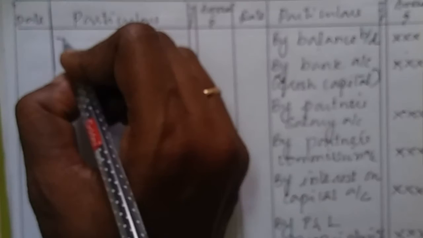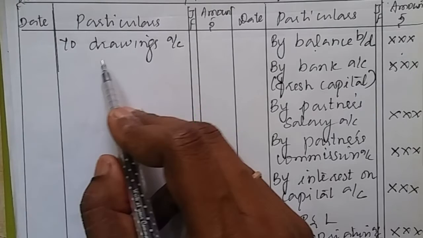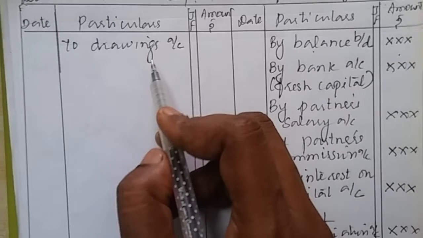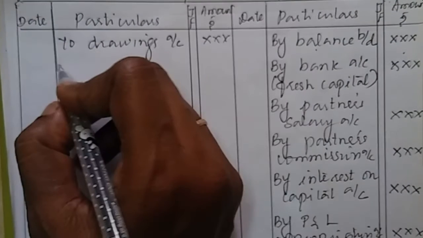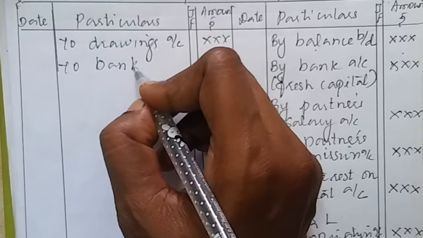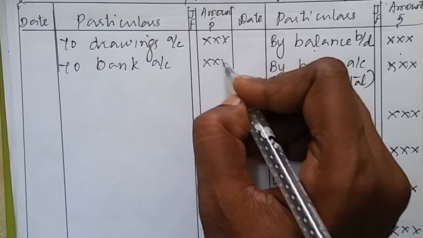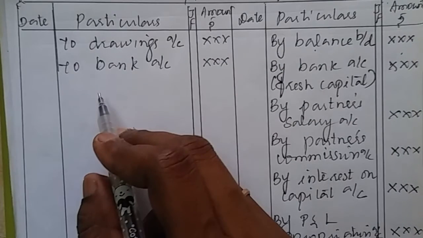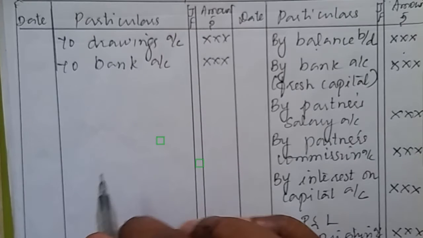Next to this, I write here drawings. How much withdrawal will be done by the partners? These are drawings against profit. We write this on the debit side because it is a debit balance. If a partner withdraws on capital, we write this as bank or cash. Once again, it is a debit value, and we write it on the debit side of the partner's capital account.